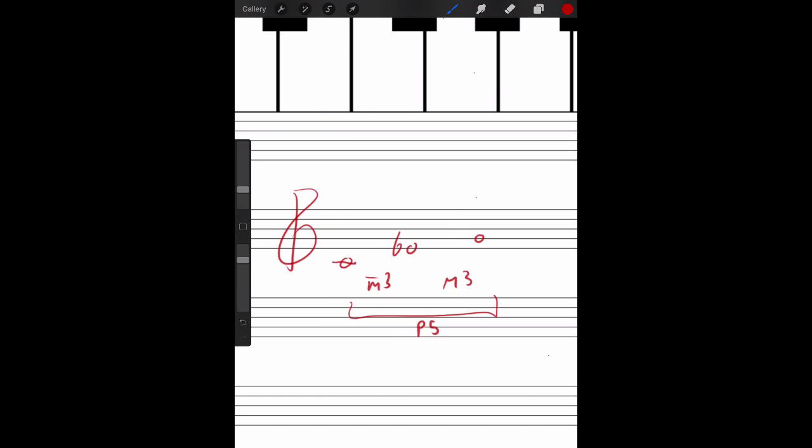Okay, so now if we flip these, we turn this E into an E flat, the intervals switch. So we have a minor third between the C and the E flat, and then a major third between the E flat and the G. But the big interval between the C and the G doesn't change. Still a perfect fifth through there.